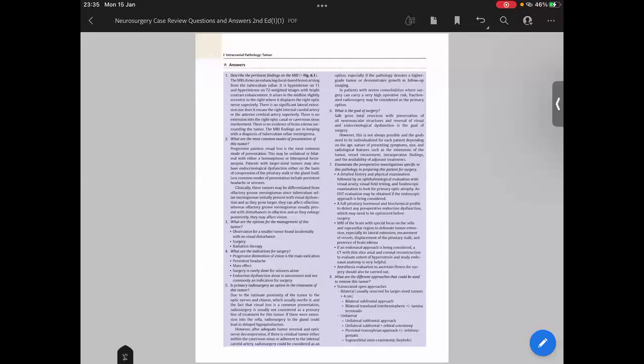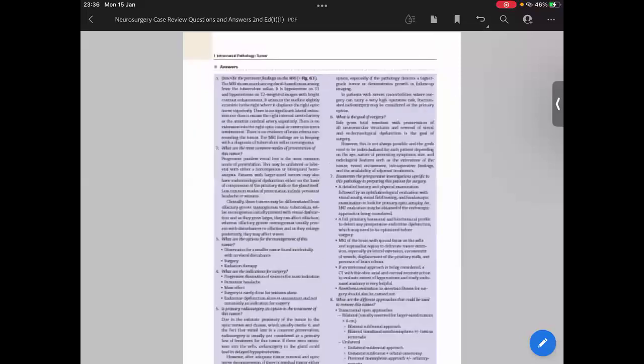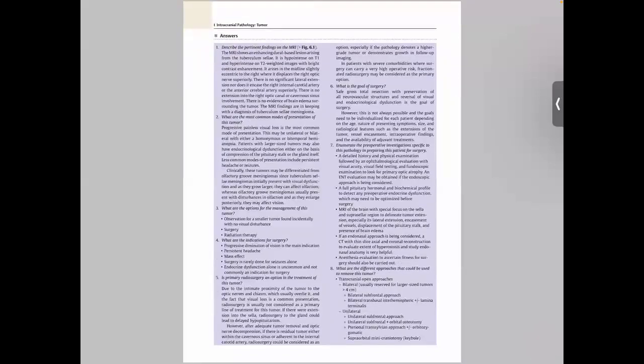However, after adequate tumor removal and optic nerve decompression, if there is a residual tumor either within the cavernous sinus or adjacent to the internal carotid artery, then radiosurgery can be considered as an option. And this is especially if the pathology showed higher grade or demonstrates growth upon follow-up imaging. And in patients with severe comorbidities where surgery is a high risk, then fractionated radiosurgery may also be considered as a primary option.